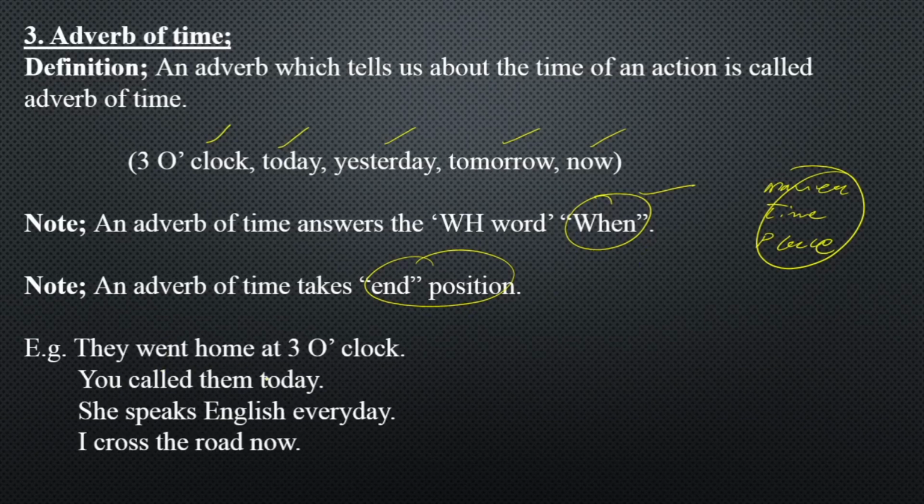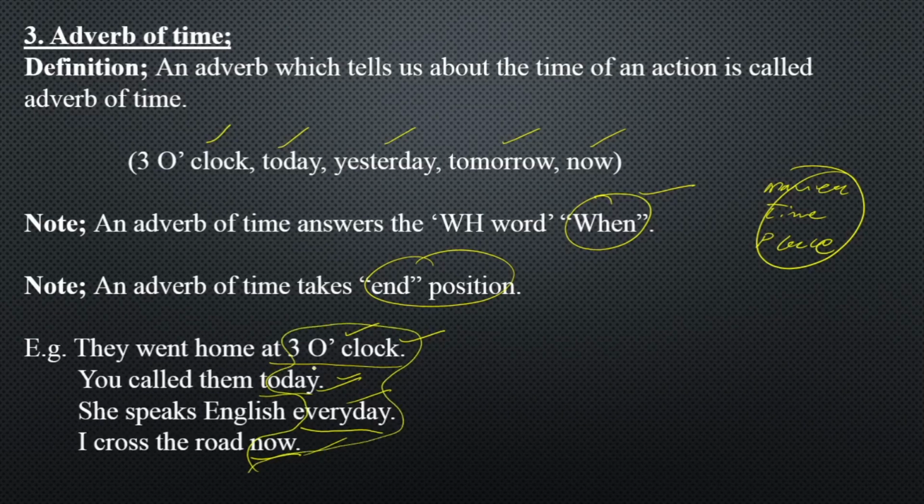First example, they went home at 3 o'clock. They went home. When did they go home? At 3 o'clock. You call them when? Today. And she speaks English when? Every day. And I cross the road when? Now.